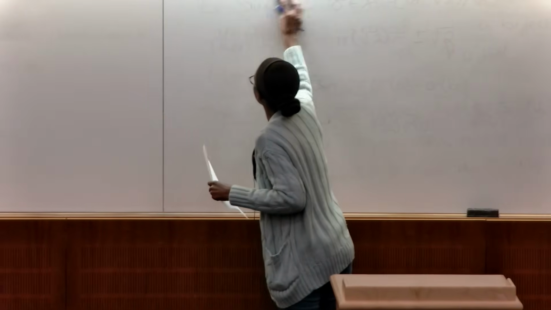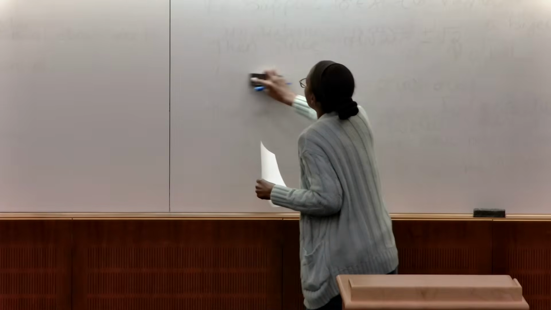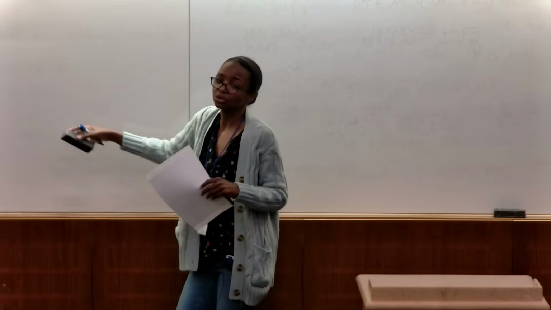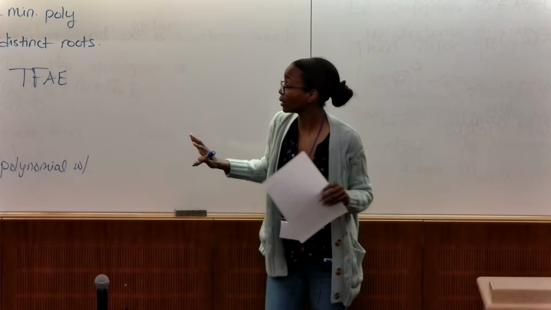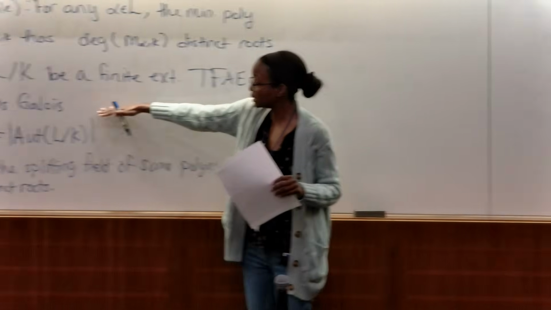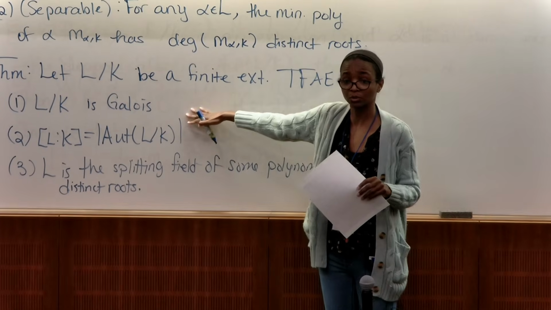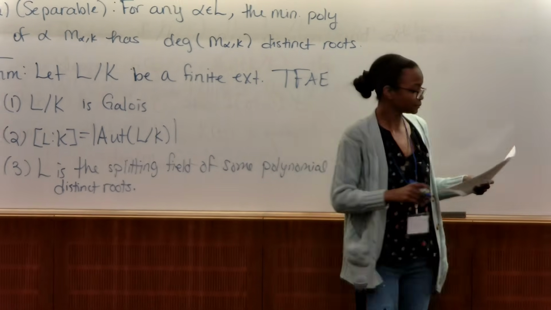So if I write automorphism of L over K, I'm not making any claims about whether or not the extension is Galois. But when I write Gal of L over K, I'm specifically indicating that it is a Galois extension, and I'm going to assume all of the things that come along with being Galois.